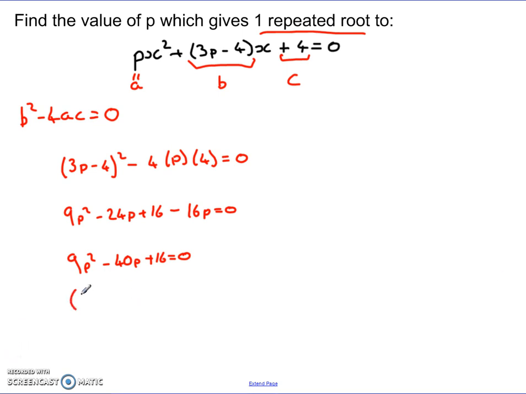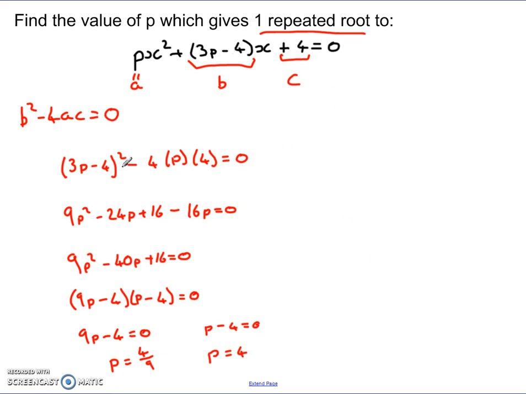So factorise the whole thing and I get one bracket with 9p − 4, the other bracket with p − 4, and I know that's equal to 0, and I get my two solutions from that. So I get one solution when 9p − 4 = 0, or another when p − 4 = 0. This one here gives me p = 4/9, and this one here gives me p = 4.